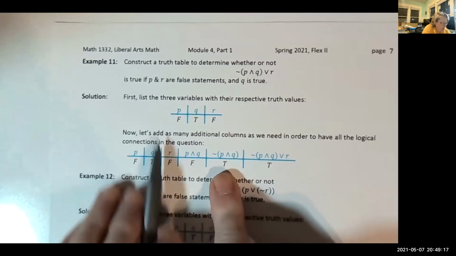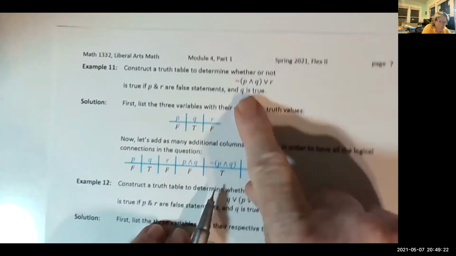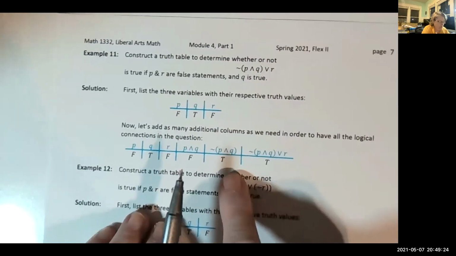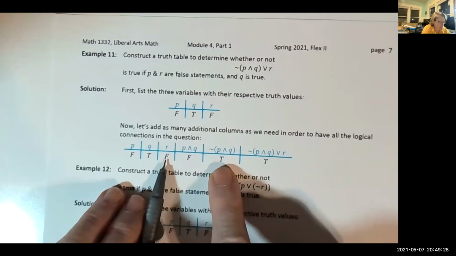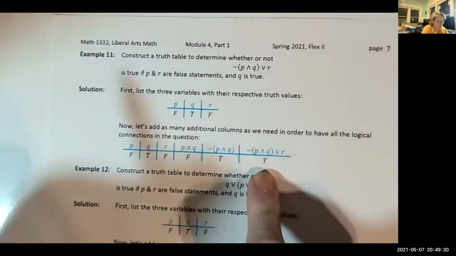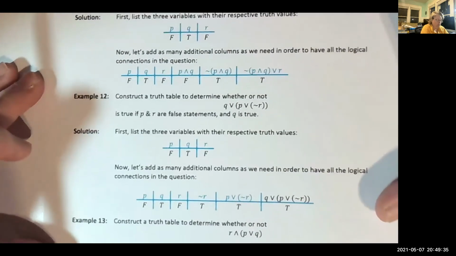And here R is false, not P and Q is true, and we're ORing them together. With OR, at least one has to be true in order for the outcome to be true, and this time the outcome is true.